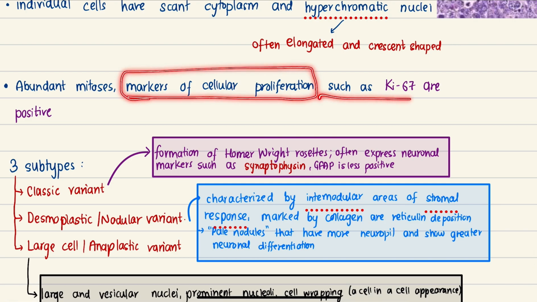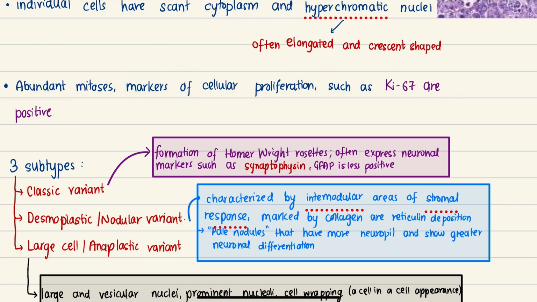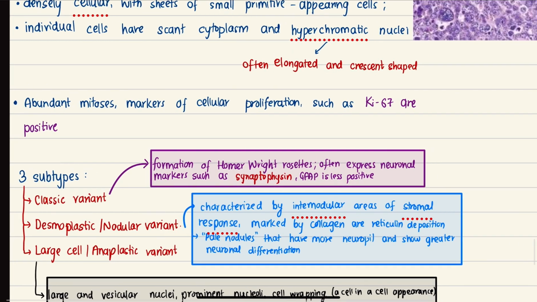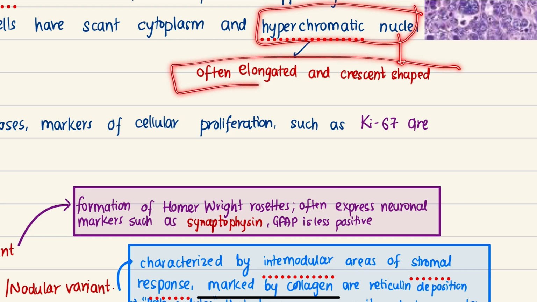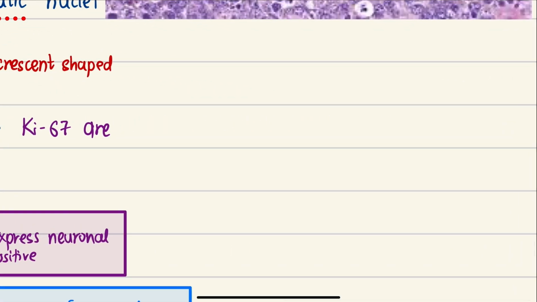Such as Ki67 are positive. So basically, if you take some of the cells and check these markers, you can see them positive, which means these cells are actually dividing rapidly. They're actually undergoing cell division. And one other thing is hyperchromatic nuclei, and the other feature of the nuclei is they're often elongated and crescent shaped. Crescent shaped, these kind of nuclei.